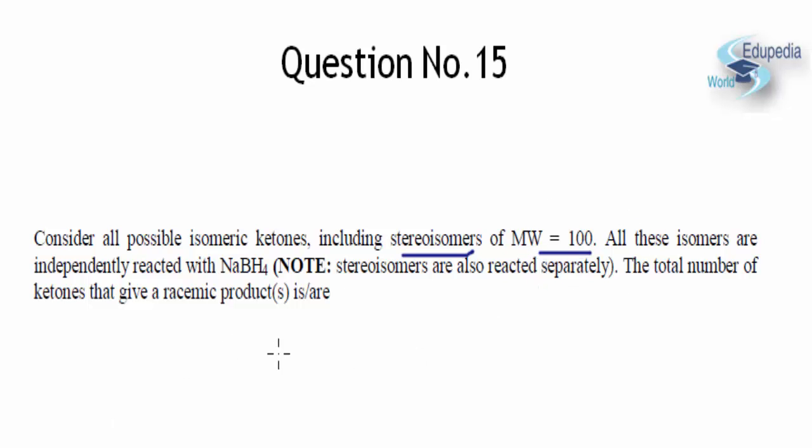weight 100. For the sake of simplicity, I am only considering open chain ketones, right? So let us first try to figure out what all possible ketones we can draw which have a molecular weight of 100. Now if you look at the general formula of a ketone, it is CnH2nO, and if you try to calculate the molecular weight using this, you will get 12n for carbon, 2n for hydrogen and 16 for oxygen.